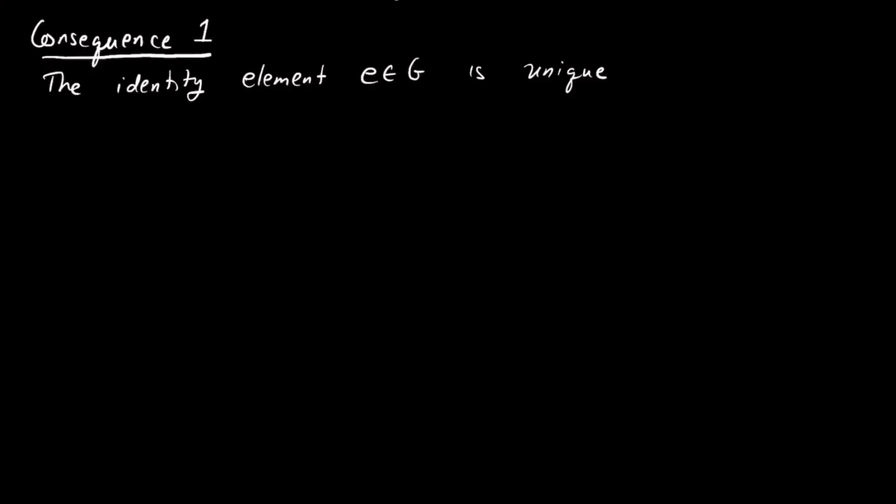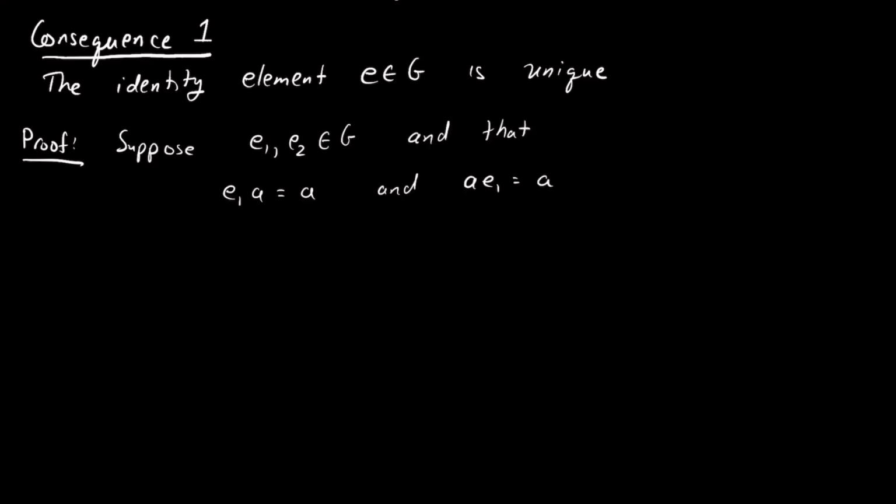Let's find out. Okay, so the first consequence of our group axioms is that the identity element E is actually unique. So how does this go? Well, it's a typical uniqueness proof. We're going to suppose that we have two elements, E1 and E2, that both play the role of the identity. So we're going to suppose that E1 times A is equal to A, and A times E1 is equal to A for all A, and E2 times A is equal to A, and A times E2 is equal to A. And we're going to assume that this is true for all A in G.